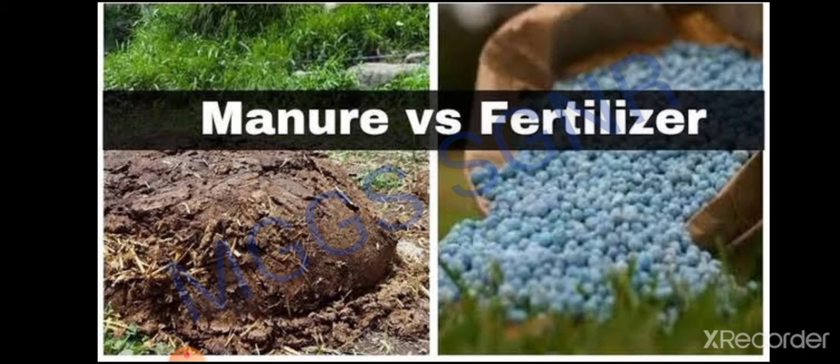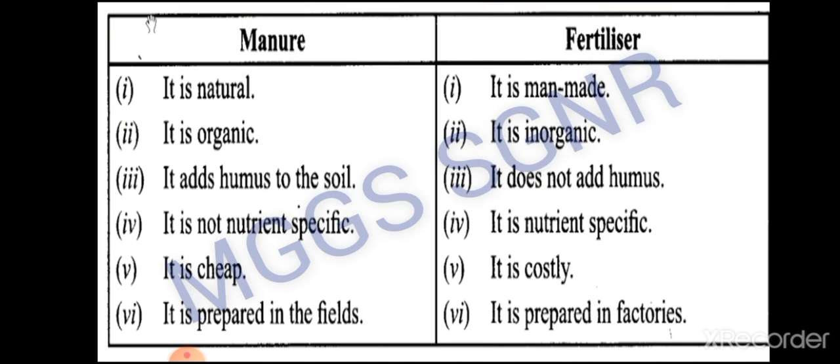fertilizers are prepared in factories. These are chemicals, totally chemical salts, prepared in factories, and these do not add any humus. Fertilizers are not beneficial for the microbes even. They can kill the microbes also, and they can cause soil pollution also. So we must know what is the difference between manures and fertilizers.